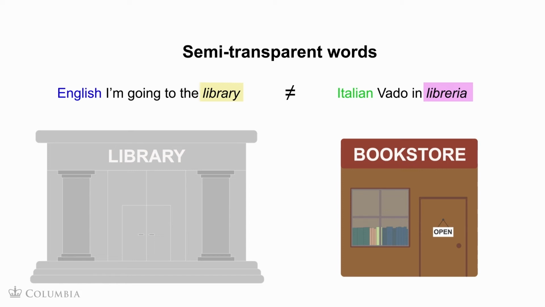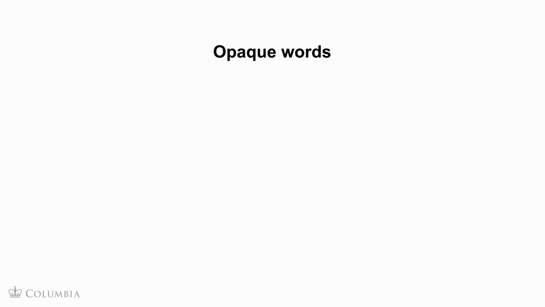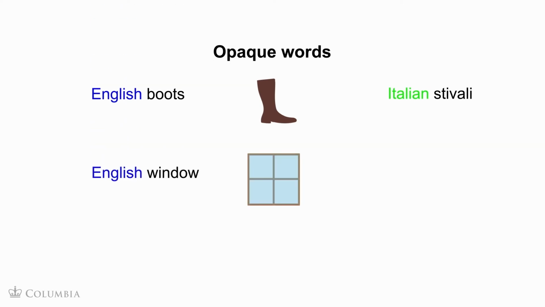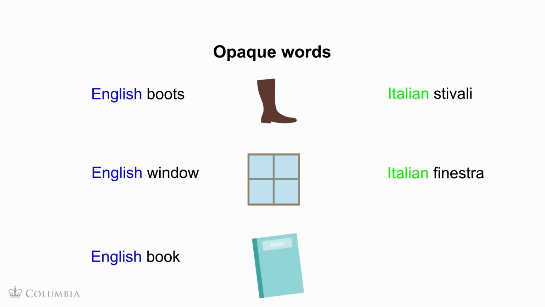Of course, some words aren't transparent at all. These are called opaque words. They have different spelling and different pronunciation, but they have the same meaning. Look at the following words, for instance. Boots in English, stivali in Italian. Window in English, finestra in Italian. Book in English, libro in Italian. As you can see, these are opaque words because they have different spellings and different pronunciations, but they have the same meaning.